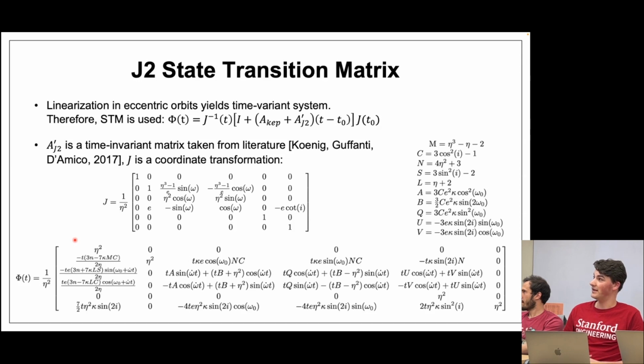So the trick that we do here is to take a different set of relative orbital elements from literature. So I took a matrix straight from literature that was derived from a time invariant set of ROEs. And because of that, you can do this trick where you take my set of ROEs, transform it into the time invariant set, essentially propagate it, and then convert back into the ROE set that I'm using.